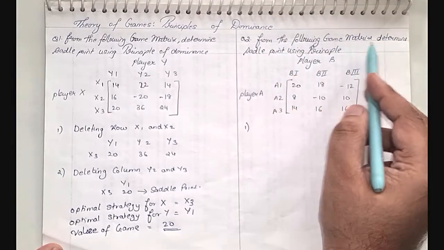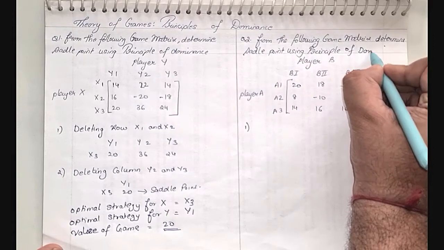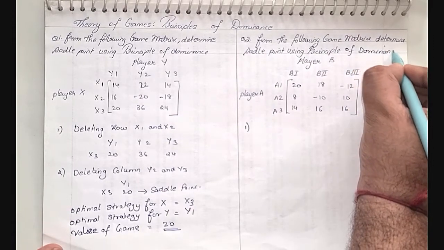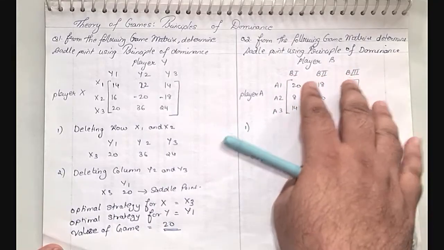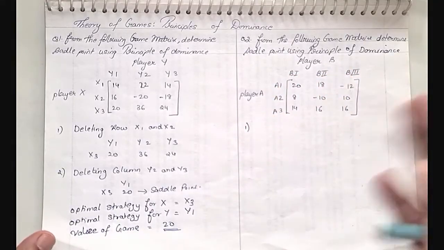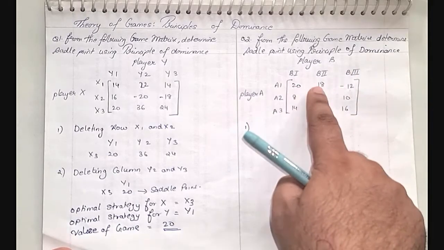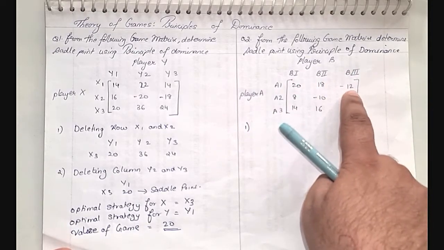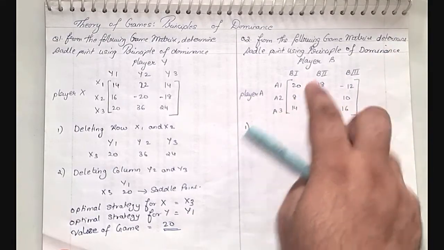From the following game matrix, determine the saddle point using principle of dominance. Now we have player B and player A, 3 strategies of B and 3 of A. Now we are going to compare. Let's see which is the greater value. See, 18 is greater, but this is negative, so it won't be on the greater side. This also has a negative, so it won't be on the greater side. So let's say we'll compare with this.